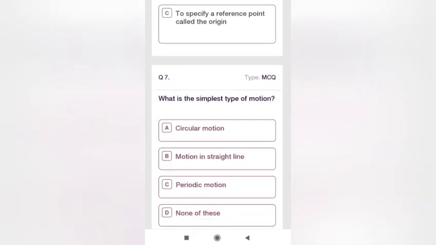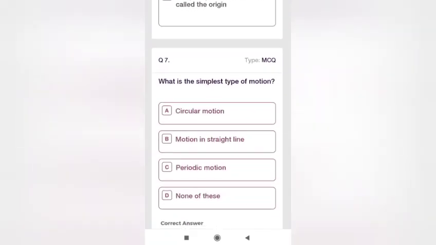What is the simplest type of motion? The simplest type of motion is motion in a straight line. Option B is the correct answer.